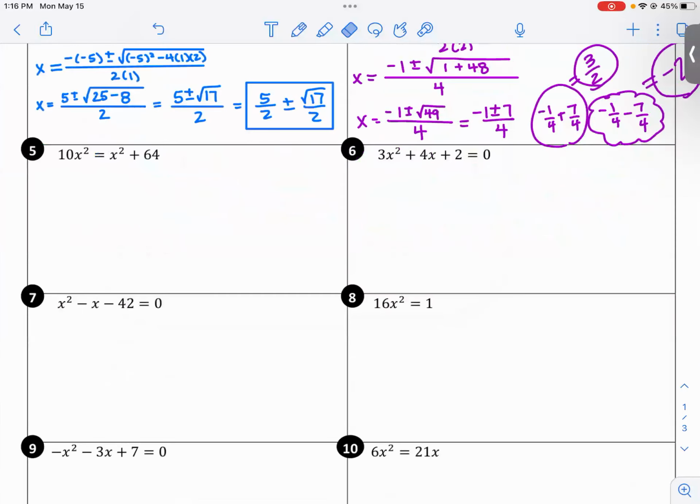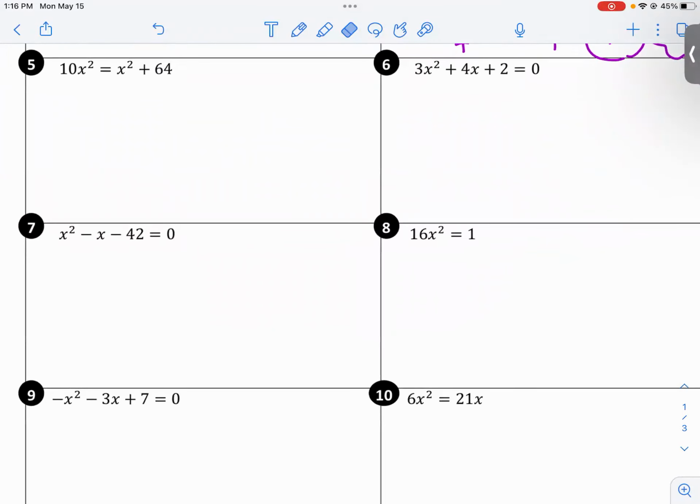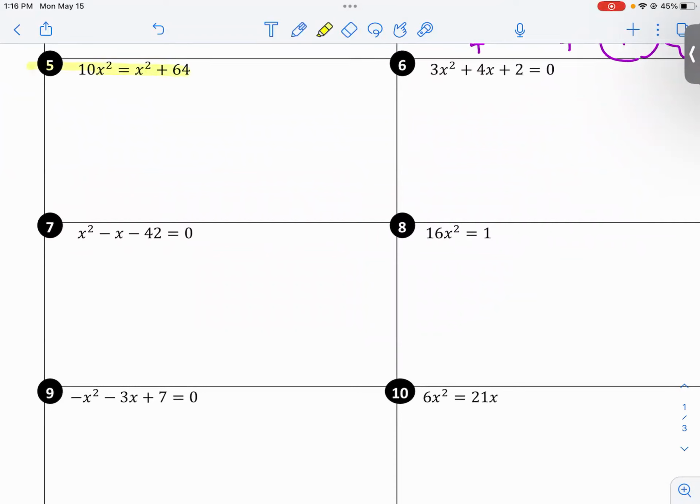What I want you to do is look at 5 and 7. Decide if you want to do the quadratic formula or can you factor, and I want you to solve. I'm going to give you 4 minutes.